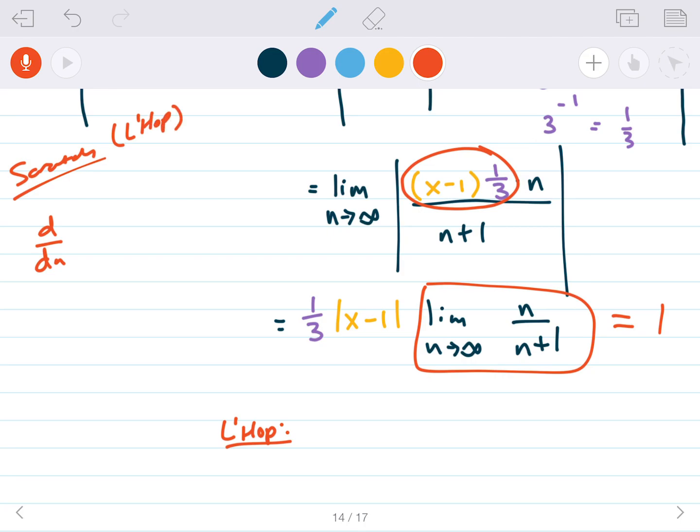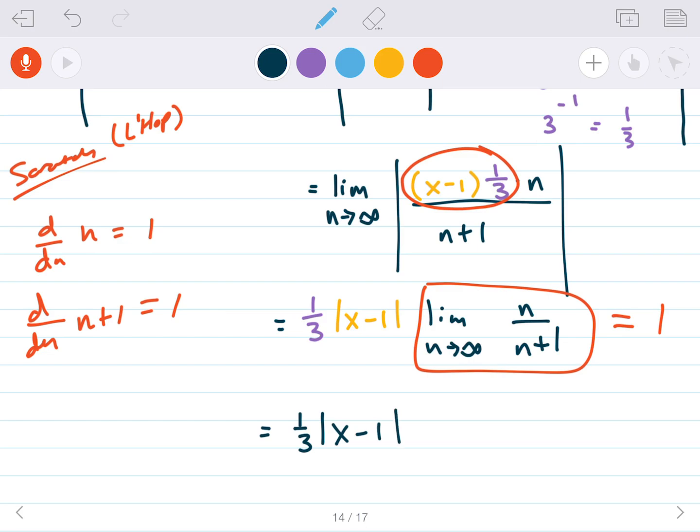L'Hopital's rule. So when I take the derivative of n, that's going to be 1. When I take the derivative of n plus 1, that's also going to be 1. So 1 over 1 is 1. So by L'Hopital's rule, all we have left is 1/3 times the absolute value of x minus 1 times 1, which I won't write.